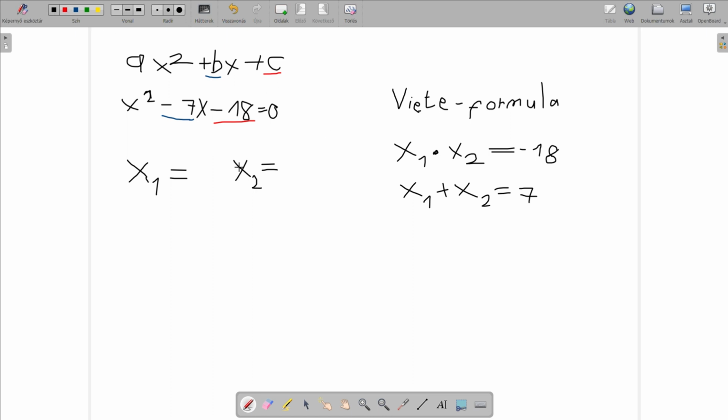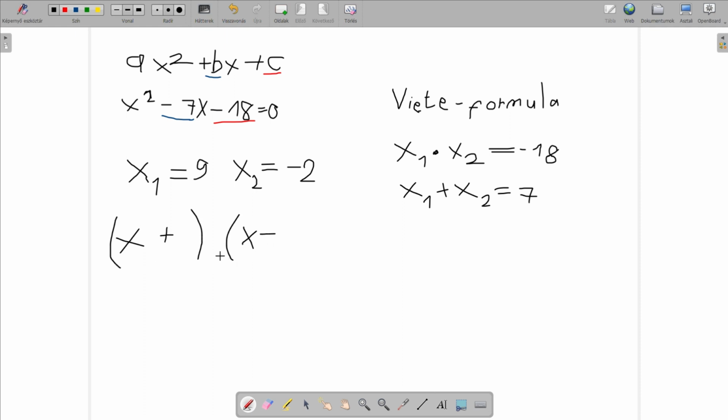So let's see, do we know two numbers that, if multiplied together, give you minus 18, and if you add them together you get 7? Well, that would be 9 and minus 2, because 9 times minus 2 is minus 18, and 9 plus minus 2, I mean 9 minus 2, is 7. And now let's factor it. We would have x plus, x minus, like this.